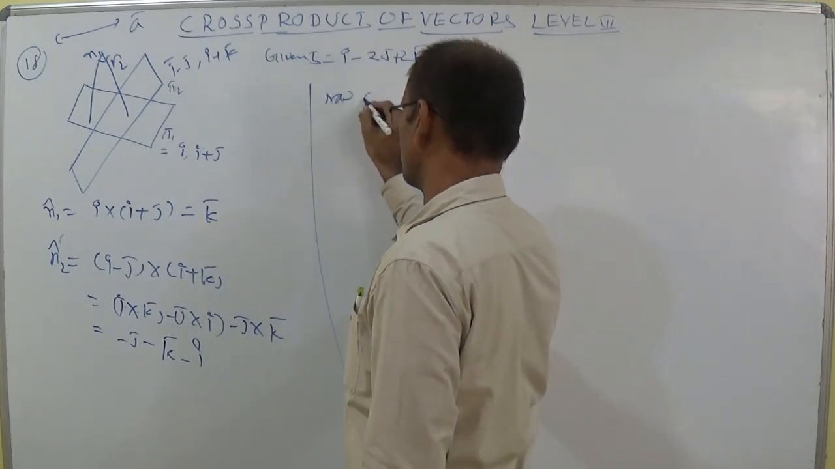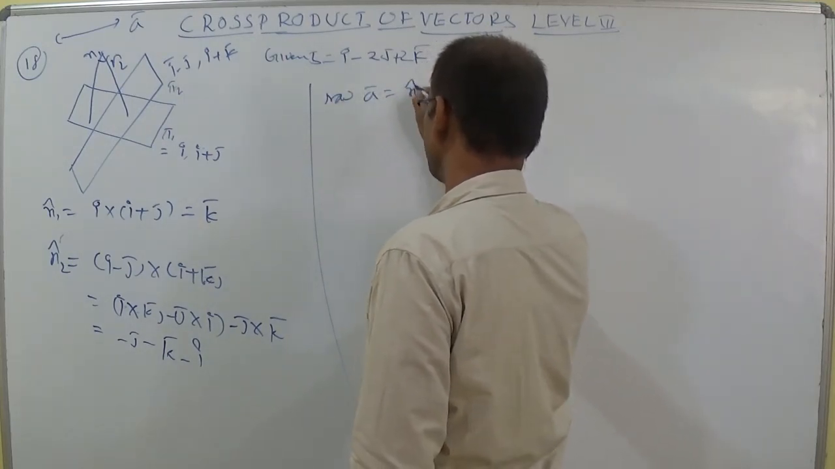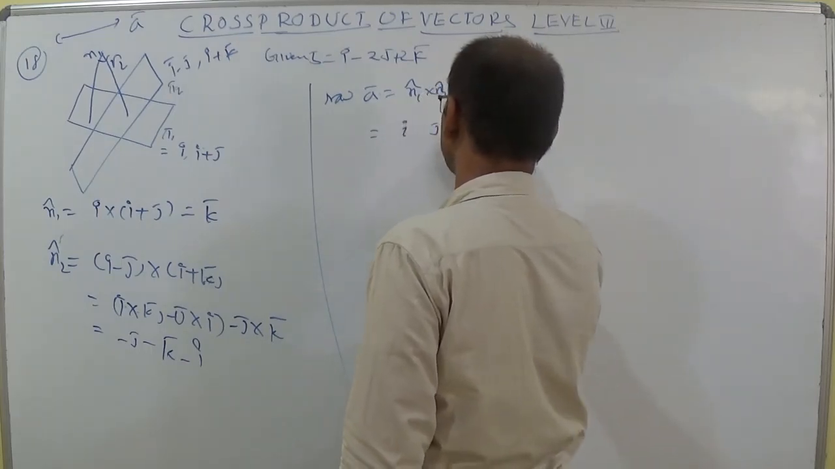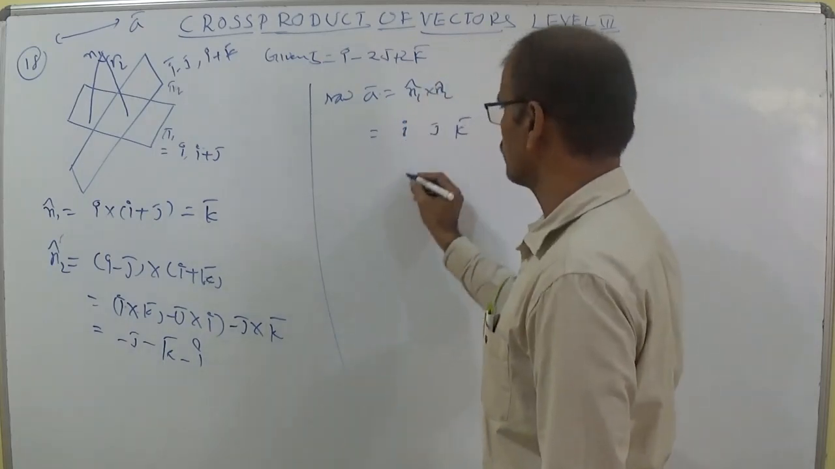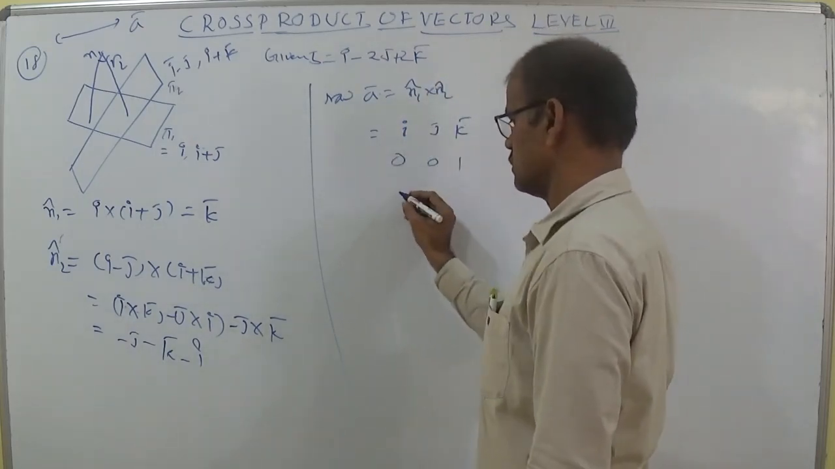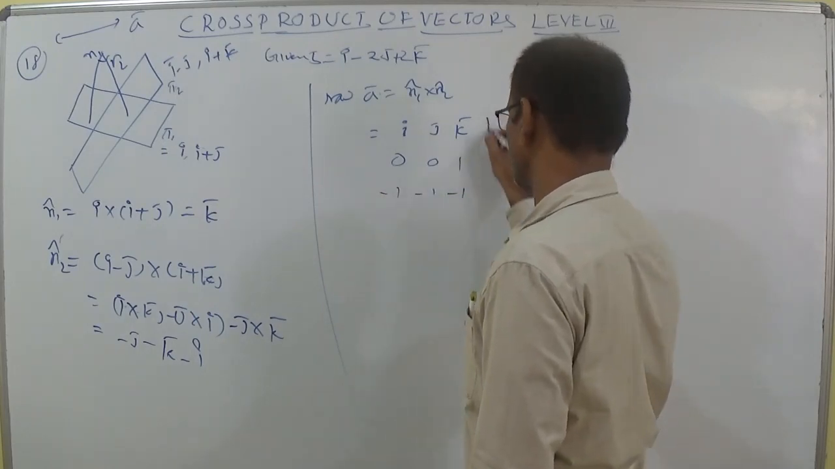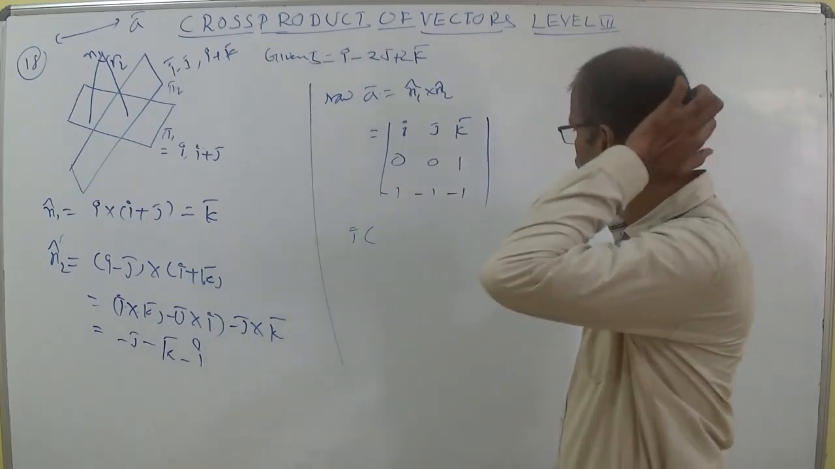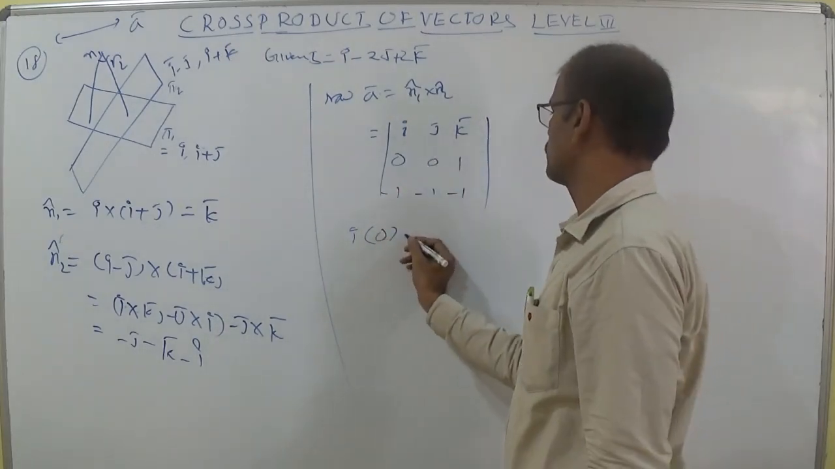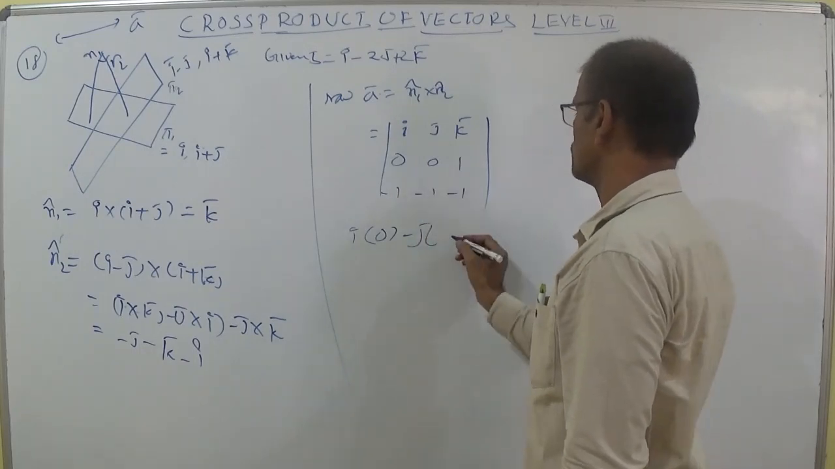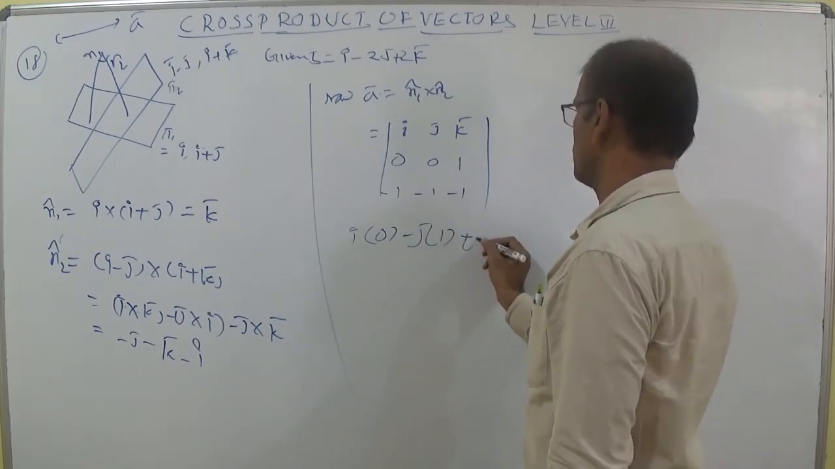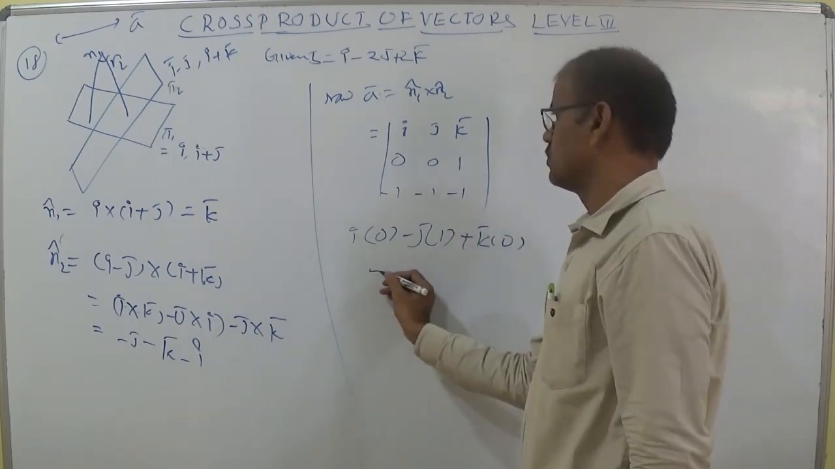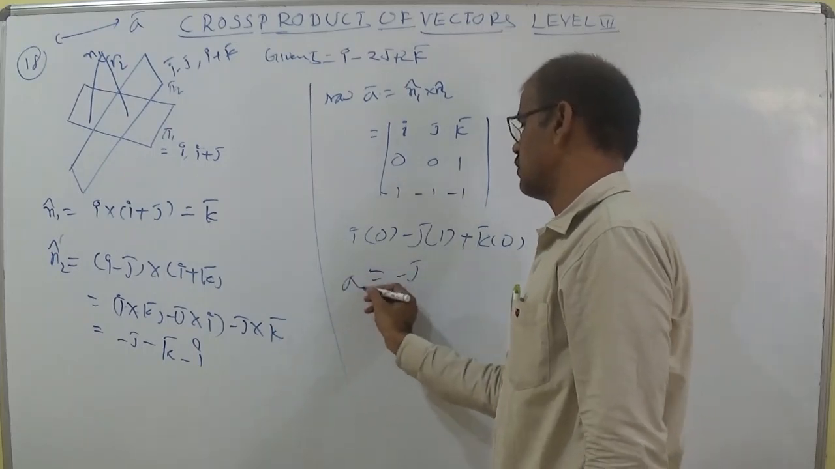Now you can say that a bar is equal to n1 cross n2. Write i, j, k; n1 is 0, 0, 1, and n2 is minus 1, minus 1, minus 1. Calculate: i into 0, no need; minus j into 0 minus 1, this is only plus 1; k into 0. So only minus j we got as a bar.